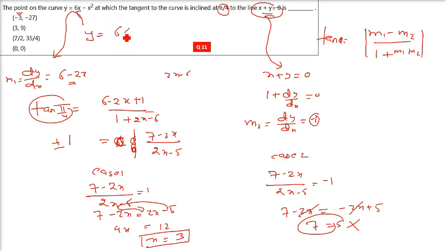When x is equal to 3, y will be equal to 6 multiplied by 3 minus 3 squared. I'm just putting x as 3 in the original equation. Y will give you 9. So the point is (3, 9). This is the whole solution.